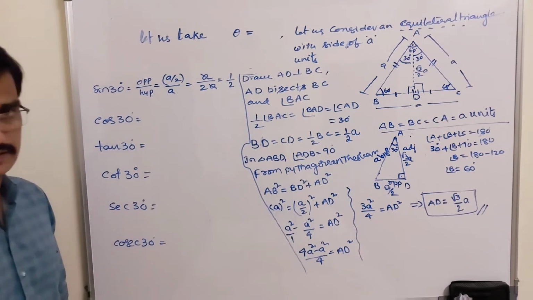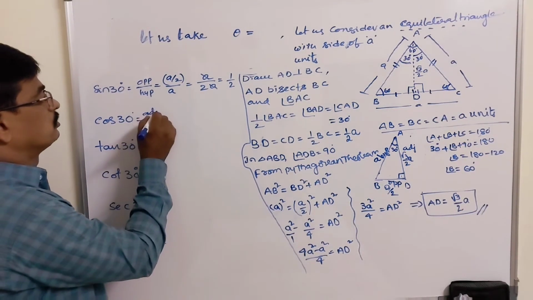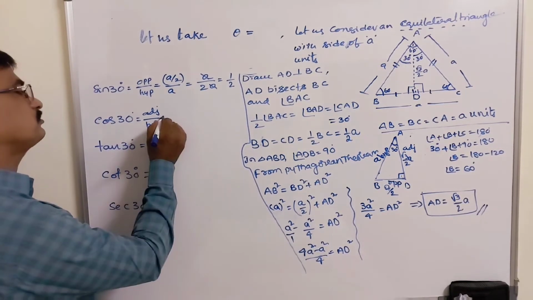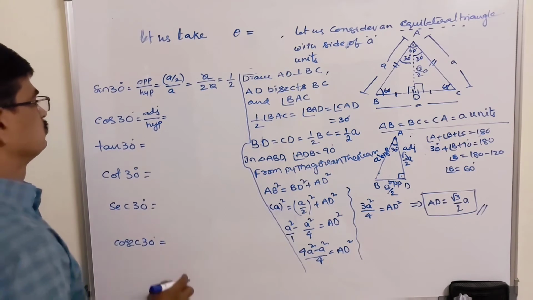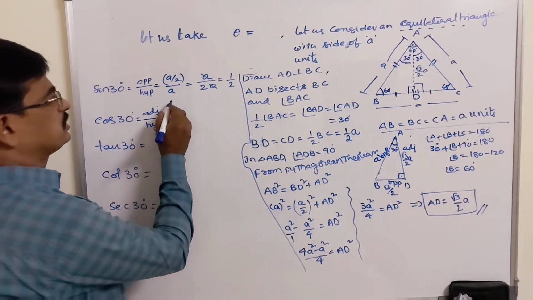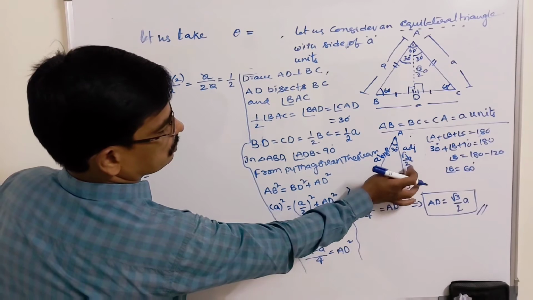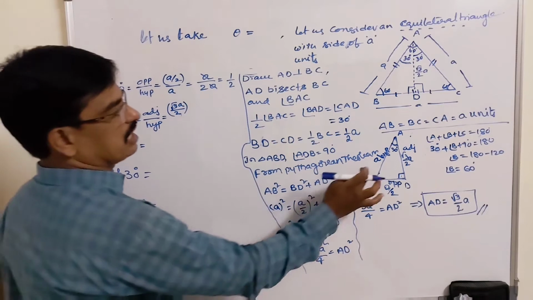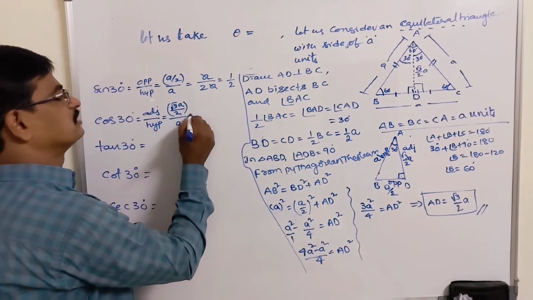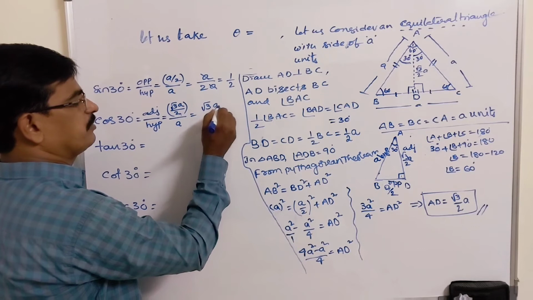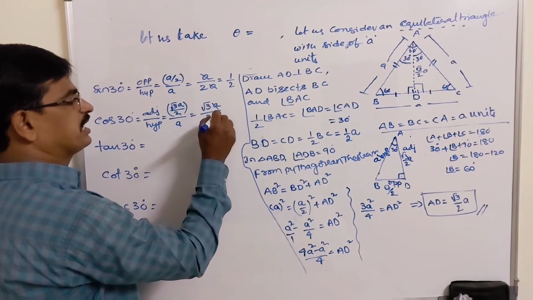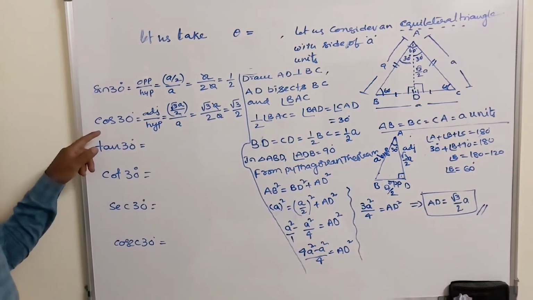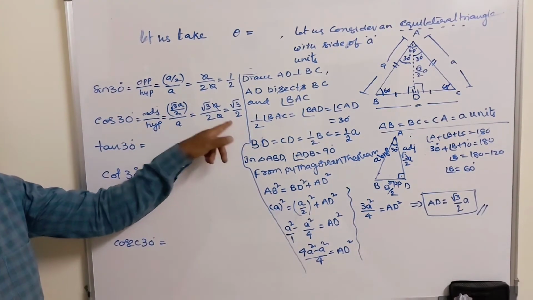Now go for cos 30. Cos 30 is equal to adjacent side by hypotenuse. Okay, that is, adjacent side is here root 3a by 2 divided by hypotenuse a, that is root 3a by 2a. A cancels out, that is root 3 by 2. So the cos 30 value is here root 3 by 2.